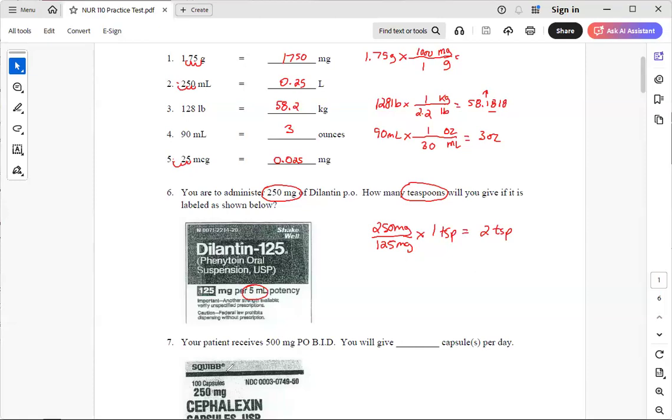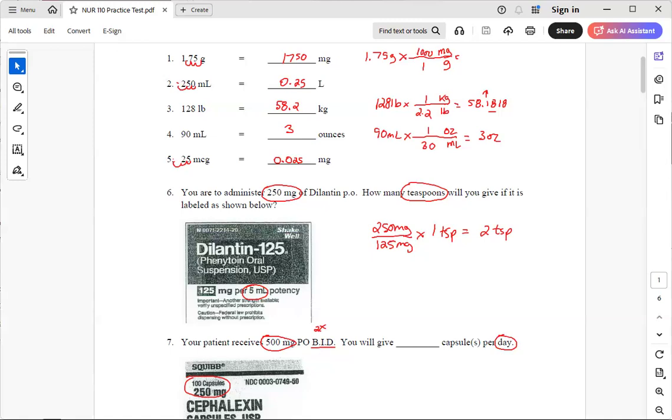On this one here, you can't see all of the label, but we can see that it's 250 milligram capsules. Again, the thing that might change is this. You want to make sure you know what this means. BID means twice per day.